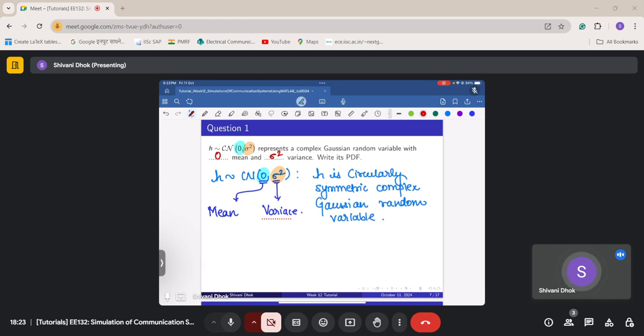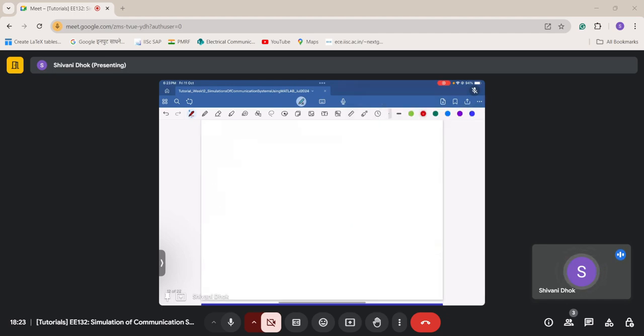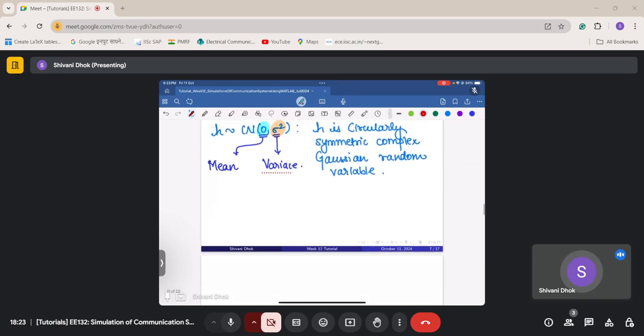Now what we need to do is write its PDF. This is a complex Gaussian random variable, and generally we haven't seen how to handle these complex Gaussian random variables. So assuming it is a circularly symmetric complex Gaussian random variable, we can write this H as HR plus JHI, where HR is the real part of H and HI is the imaginary part of H.